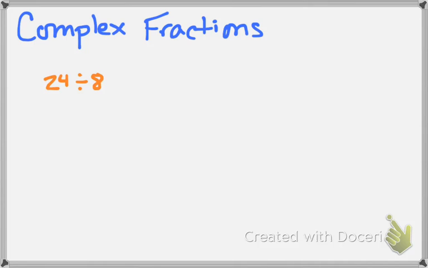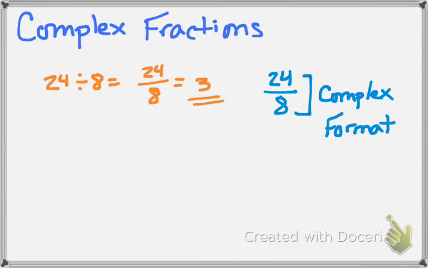We know 24 divided by 8 can be rewritten as 24 over 8, where 24 is the numerator and 8 is the denominator. Also, 24 is the dividend and 8 is the divisor. We know the answer is 3. But we also know that 24 over 8 is a fraction format, and actually we can call it the complex format because it's what a complex fraction would look like should we have fractions. So let's take a look and see what that means.